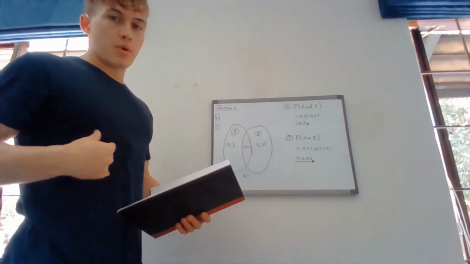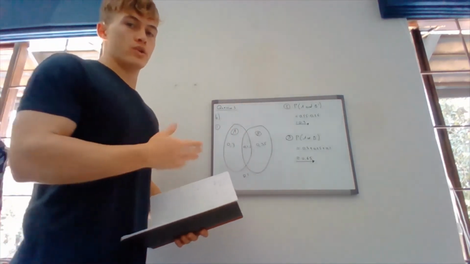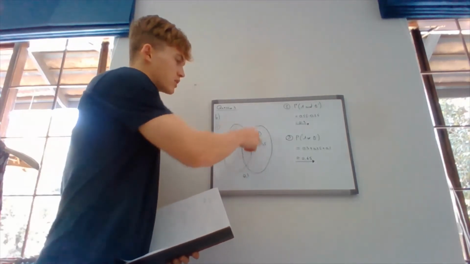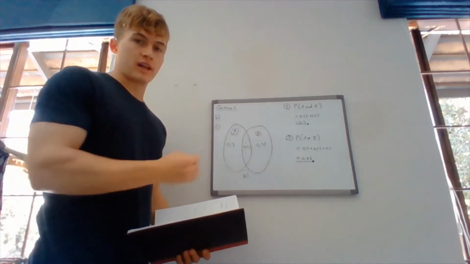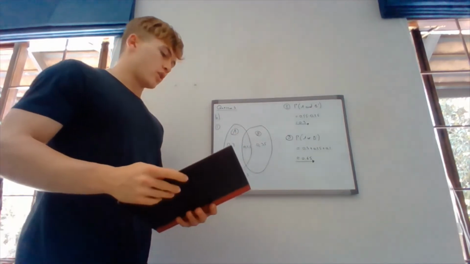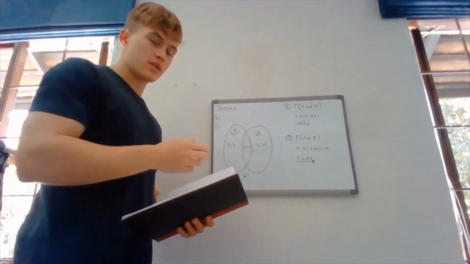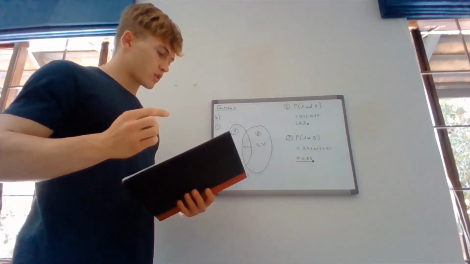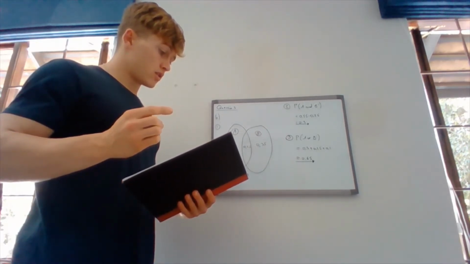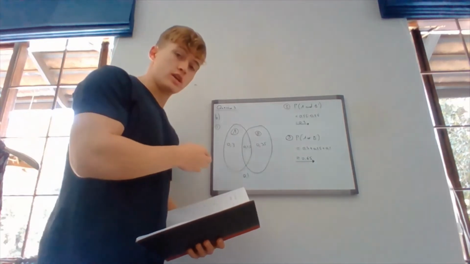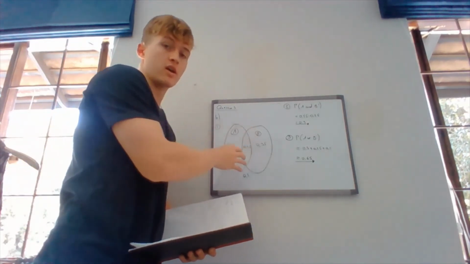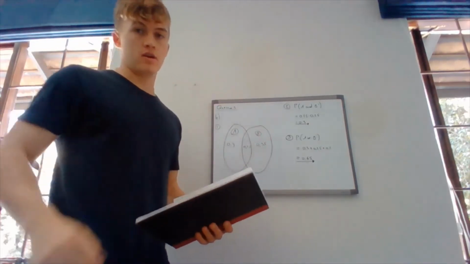Now, I personally got a bit confused when doing this because I was thinking, well, surely 0.25 is still a part of B, therefore that's a part of not B. But in this case, when looking at this, you do actually include the 0.25 as A, even if it is a part of B.